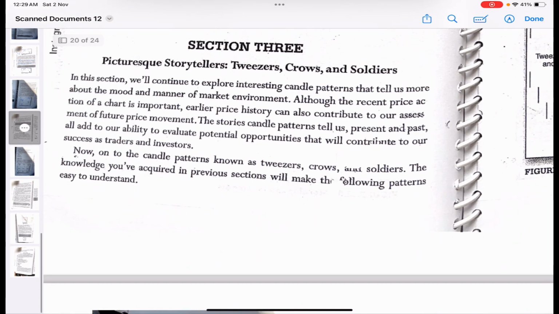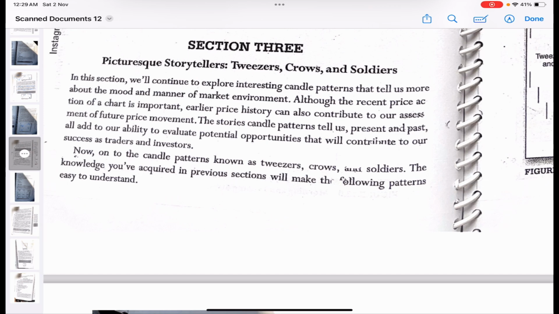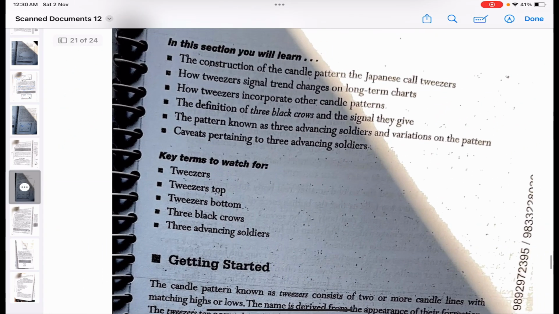Okay. Now let's see what are tweezers, crows, and soldiers. In this section, we'll continue to explore interesting candle patterns that tell us more about the mood and manner of market environment. Although the recent price action of a chart is important, earlier price action can also contribute to our assessment of future price movement. The stories candle patterns tell us, present and past, all add to our ability to evaluate potential opportunities that will contribute to our success.